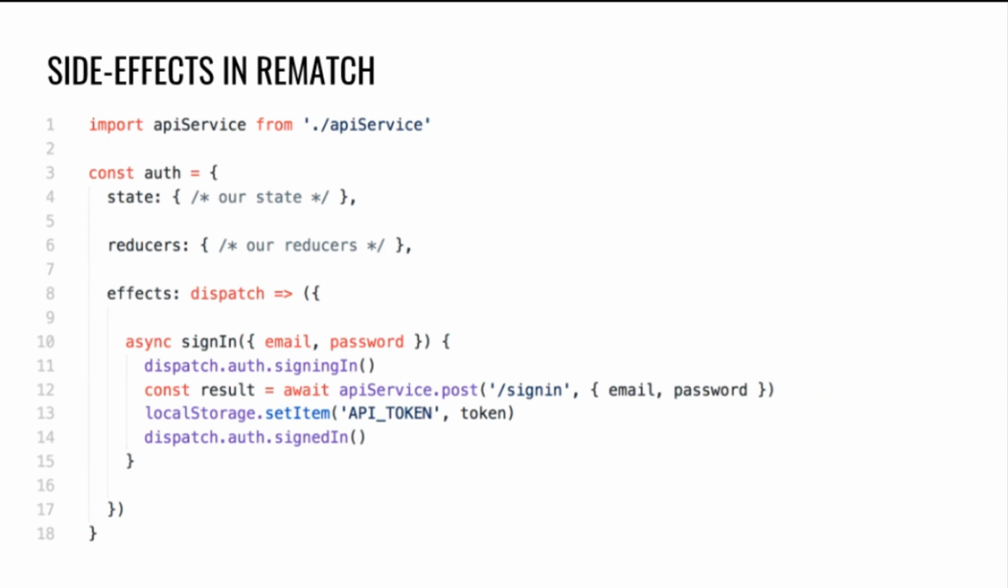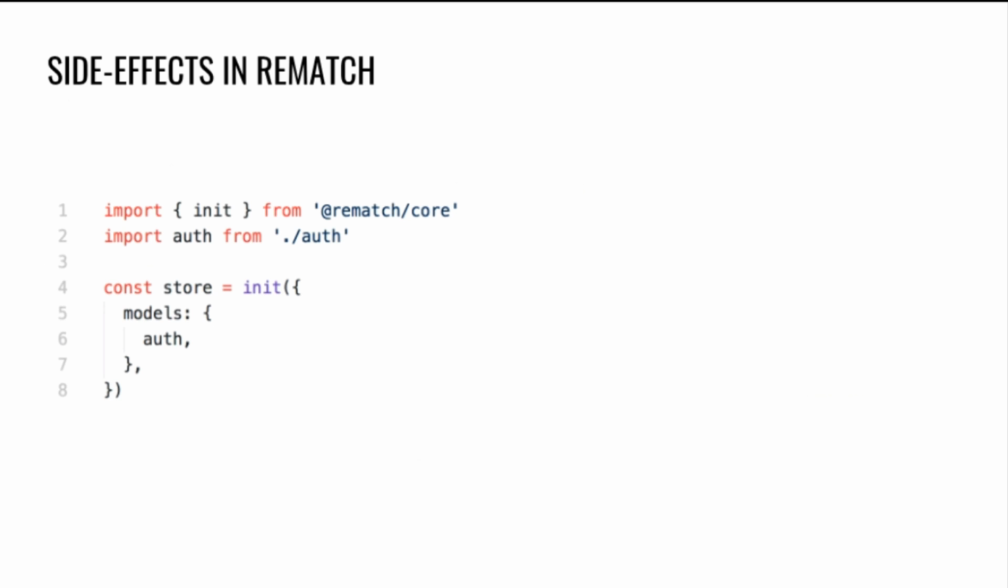In fact, this is how store configuration looks in Rematch. There is absolutely nothing here except for the models that we have to import and define in a models property. And this is it. We have support for side effects. We have Redux DevTools. We have very little boilerplate because we abstracted all these details behind the model. And yeah, profit.